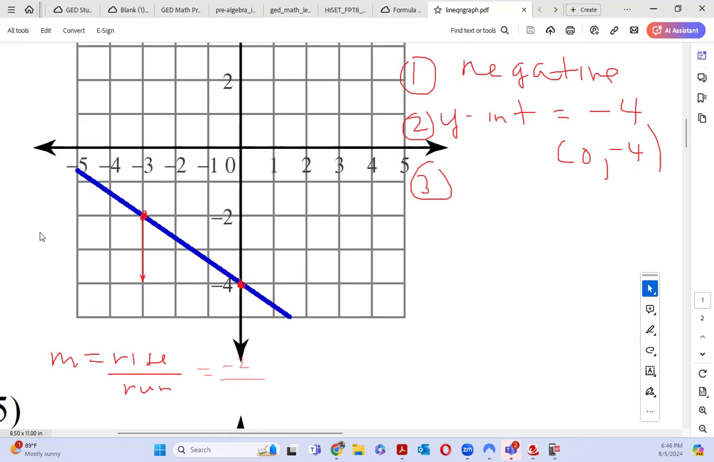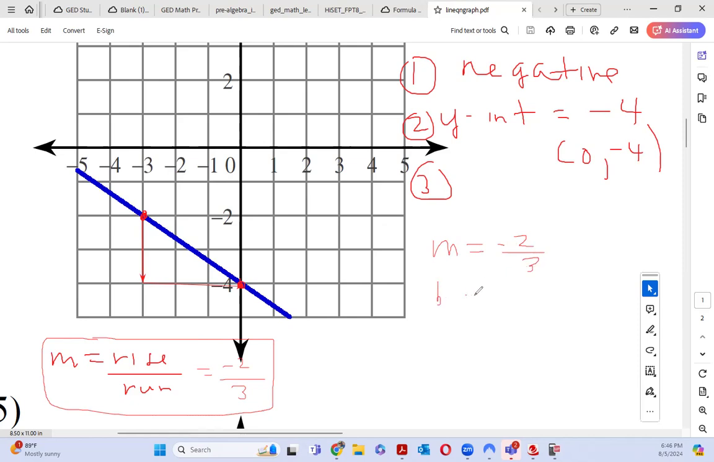Okay, perfect. Now, I'm still not done. I've got to do my run part of the slope. So what direction do I need to go to get to that second point? To the right. Count with me. 1, 2, 3. So my run is 3. Does everybody understand that? So my slope of this line is what? -2/3. So I know my slope is -2/3.